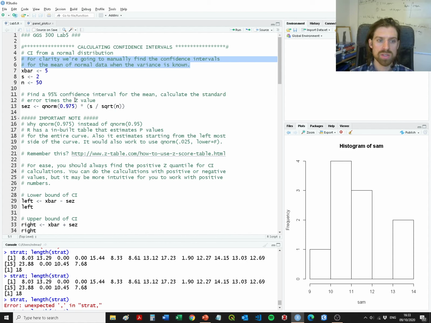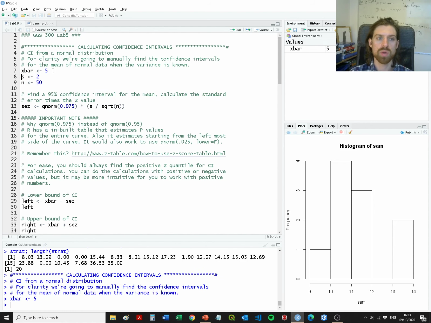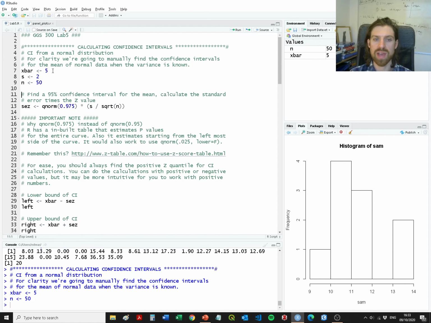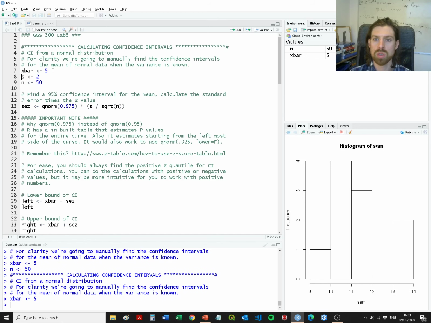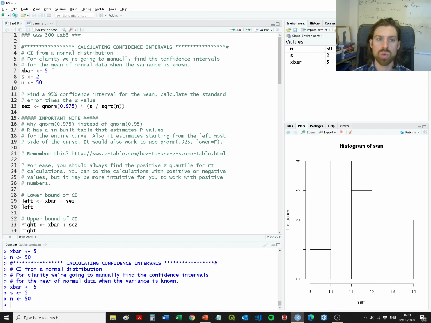Okay, so what we're going to do is we're going to take a mean of some sample data x bar, which is 5. We're going to take a standard deviation value of 2, and then we're going to assume that there's 50 samples, so we have n equals 50. Okay, so we've entered those 3 values, and we put them into the global environment, as you see just here on the right hand side of the screen.